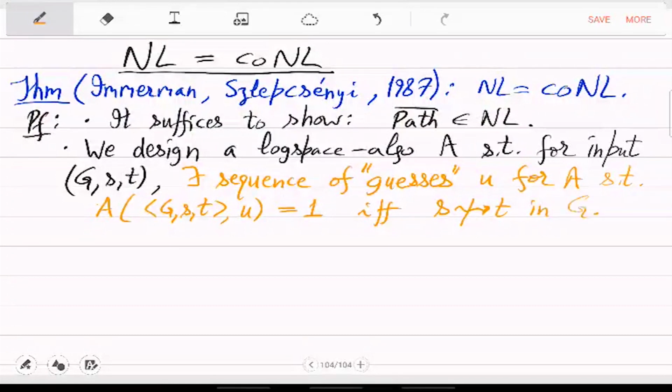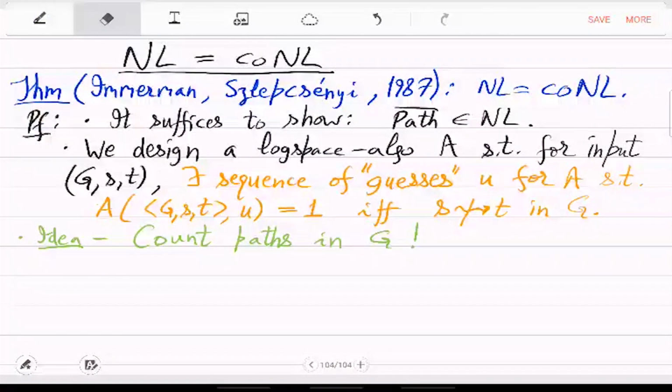Okay, so note this negation. So from S to T there is no path in the input graph G, and in that case there will be a certificate U for A which A can verify in log space. Right, that is what we will design. So how will we achieve this? So the idea is simple to state, it is just by path counting. So count paths in G.